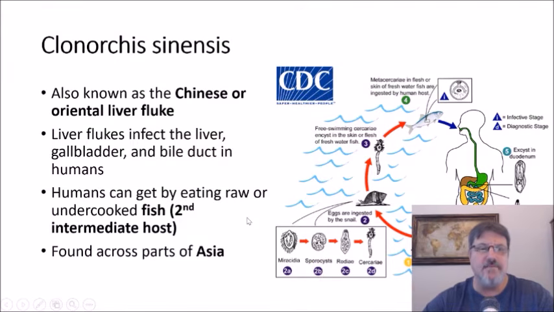The next parasite is Clonorchis sinensis. This is also known as the Chinese or Oriental liver fluke. Liver flukes infect the liver, gallbladder, and the bile duct in humans. People can become infected by eating raw or undercooked fish, and the fish is the second intermediate host with this parasite. Remember, the first intermediate host is going to be a snail. The second one in this parasite is a fish. And this is found all across different parts of Asia.